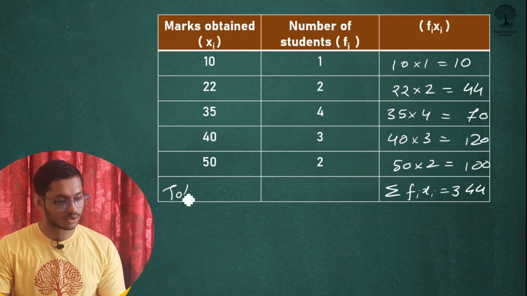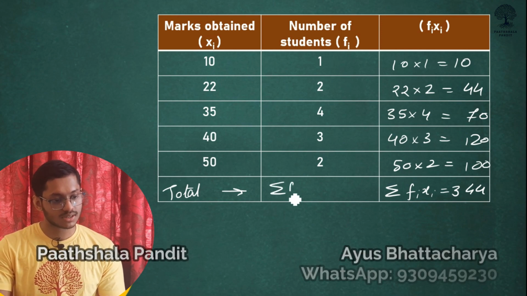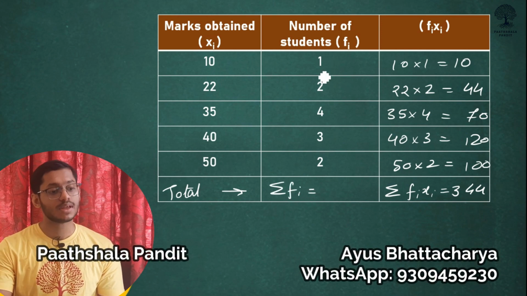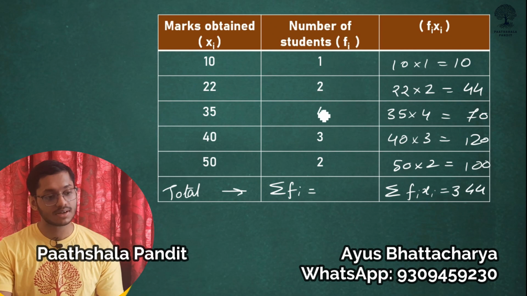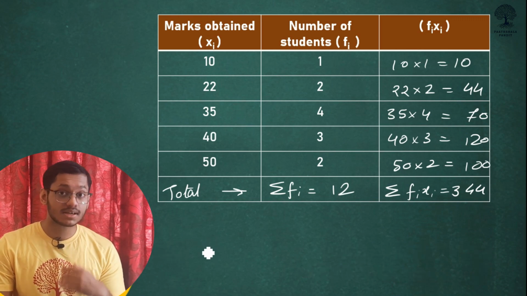And let me write total here. Okay. And what is the total number of students? Let's write Fi is equal to 1 plus 2 is 3, 3 plus 4 is 7, 7 plus 3 is 10, 10 plus 2 is 12. Okay, it is 12. So what is the mean?